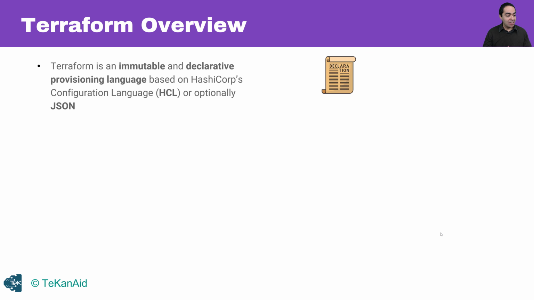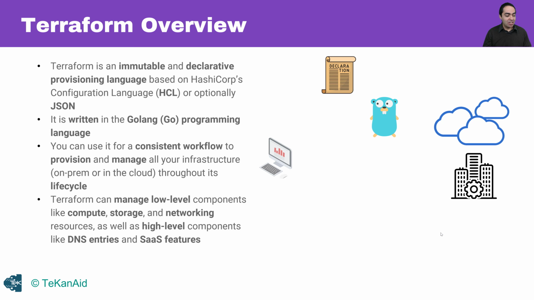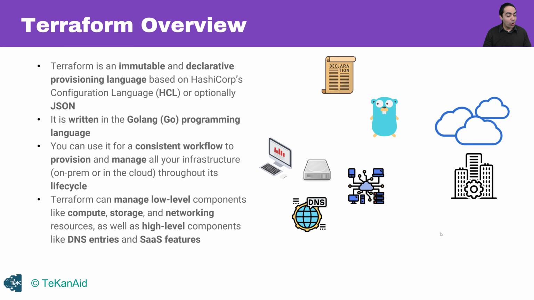Terraform overview. Terraform is an immutable and declarative provisioning language based on HashiCorp's configuration language, HCL for short, or optionally you can use JSON. It is written in the Golang programming language. You can use it for a consistent workflow to provision and manage all your infrastructure on-prem or in the cloud throughout its lifecycle. Terraform can manage low-level components like compute, storage, and networking resources, as well as high-level components like DNS entries and SaaS features.